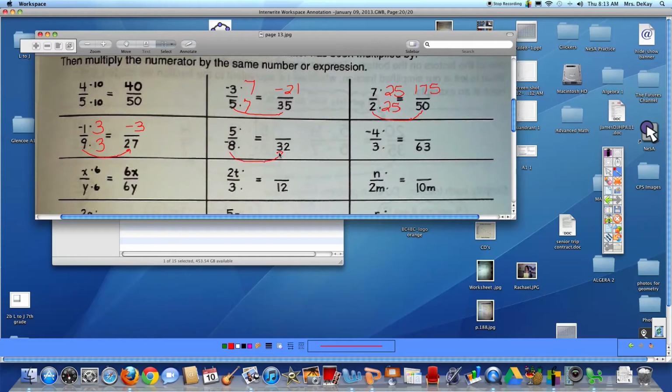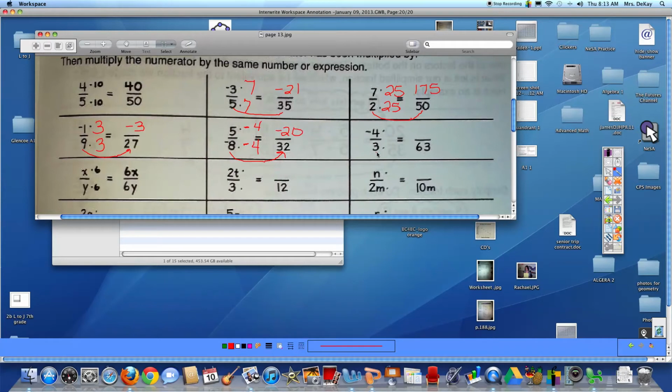What are we going to do here? 8. What am I multiplying by? 4. Be really careful on this one. It's negative 8, so it would be a negative 4 and a negative 4. So what would I get here? Negative 20. Negative 20, right?